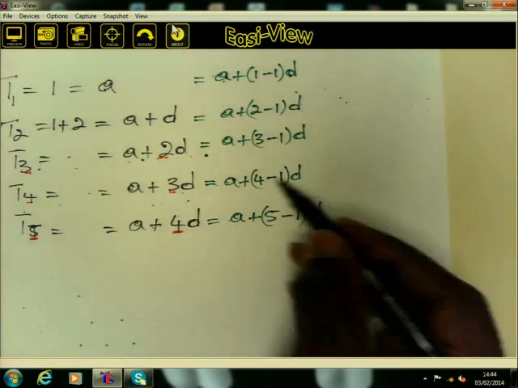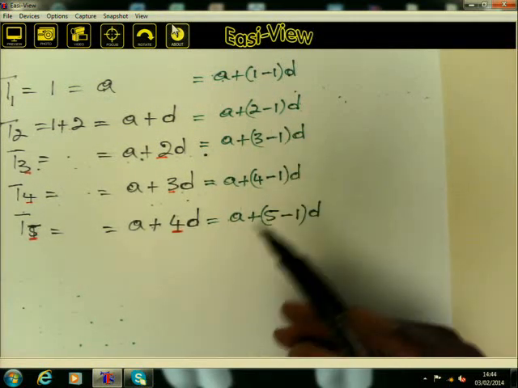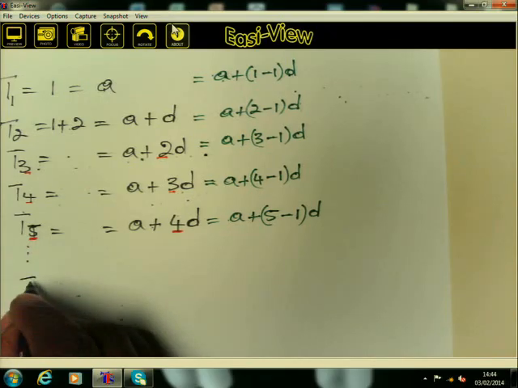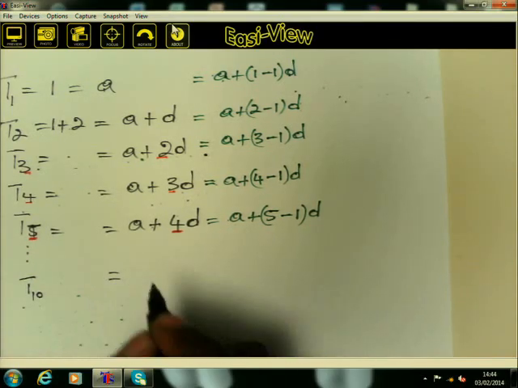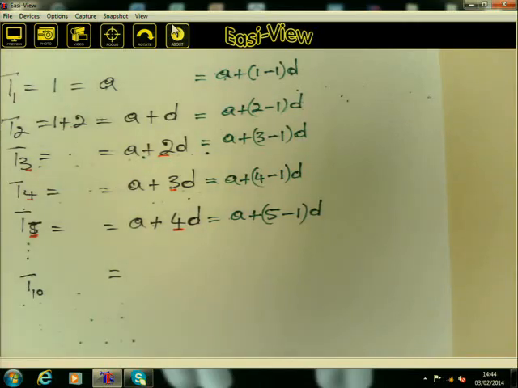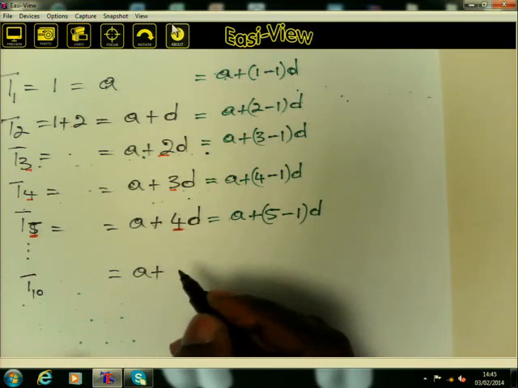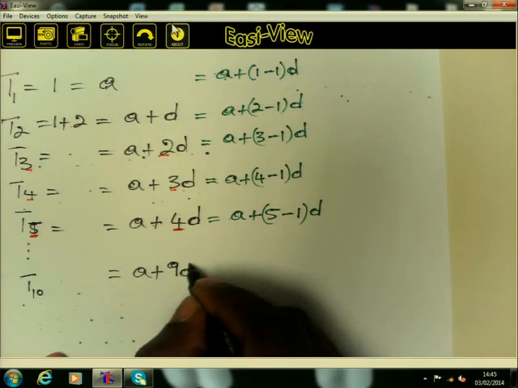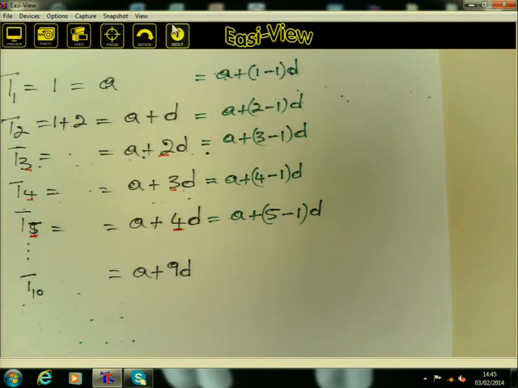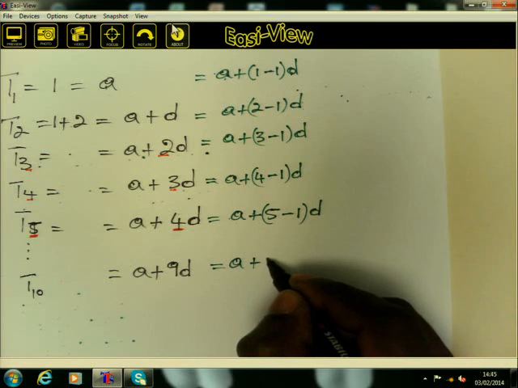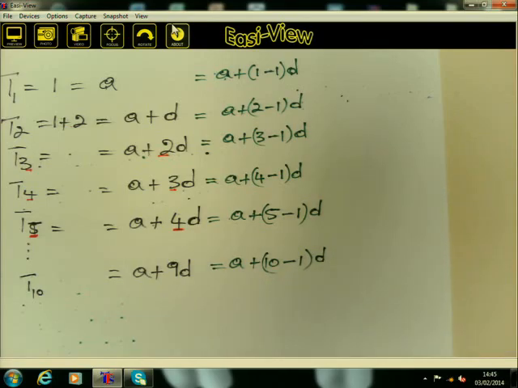So now that we have realized what is happening in this pattern, we are able to see what is going to happen if we are looking for, say, term number 10. I know you know that one. If you take that one, it is going to give us the first term added to 9 differences. We said it will be A added to the term number minus 1. You multiply by the difference. This is how it's going to be.